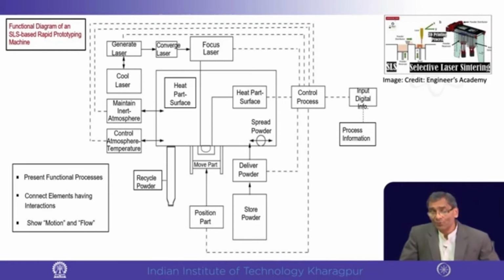Then input digital info, but from where will this work happen? It has to be a file, a CAD file, which is given as input, and this processing happens, and the process information goes to a computer. So, this is the functional diagram of a rapid prototyping machine working on the principle of laser sintering.